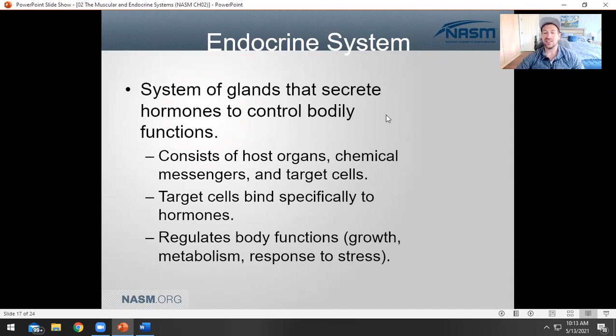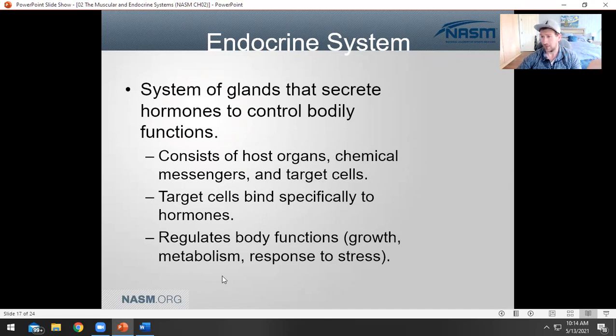So it's going to consist of host organs like your kidneys, your stomach, and then it's got specific glands that are going to secrete chemical messengers, and those chemical messengers are going to bind to target cells within the body that trigger certain reactions, right? So target cells bind specifically to hormones, and those hormones are used to regulate certain body functions like growth. That's going to be controlled by things like testosterone or estrogen or human growth hormone.